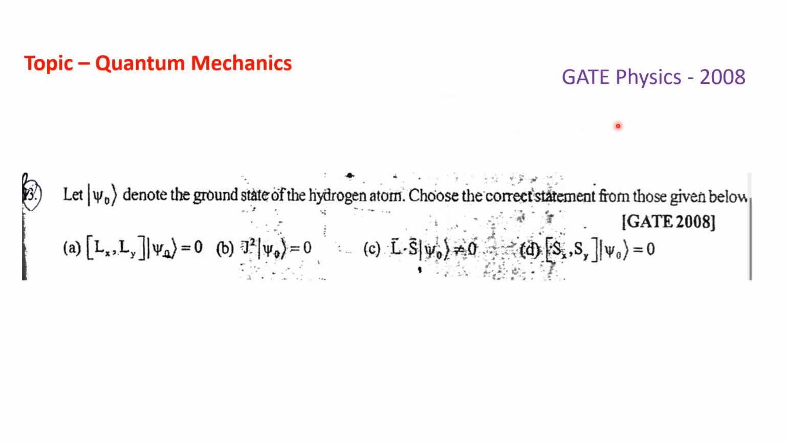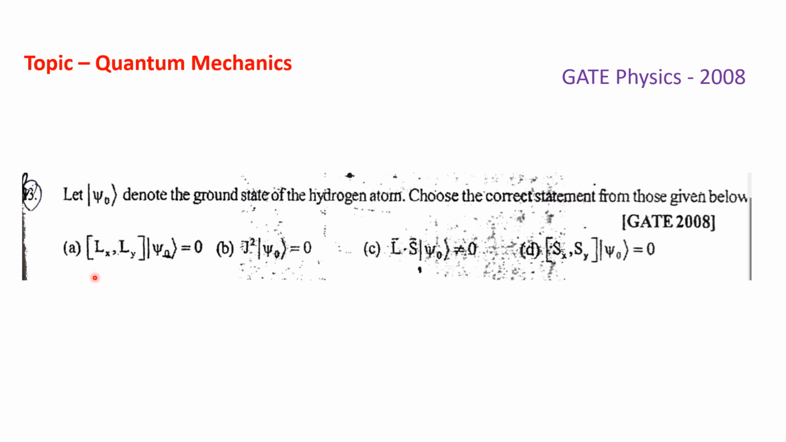This question is from the GATE Physics paper 2008. This is a MCQ type question from the topic quantum mechanics. The question is, let the state phi naught denote the ground state of the hydrogen atom. Choose the correct statement from the options given below.